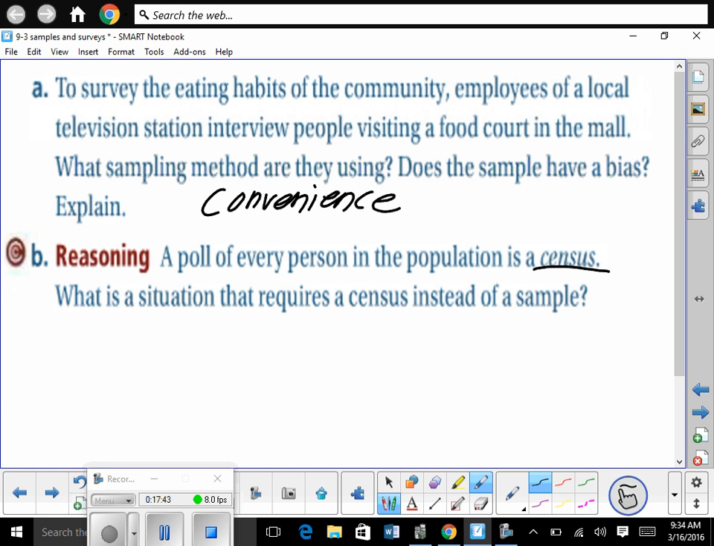So ready, set, go. Elections. But in elections, does everybody vote? That's one that's usually said, but not everybody votes, right? So that wouldn't necessarily be a census.